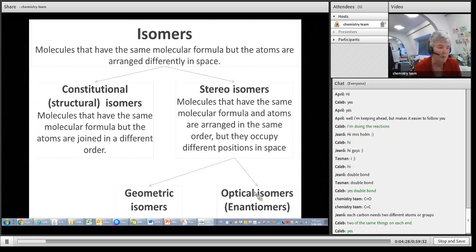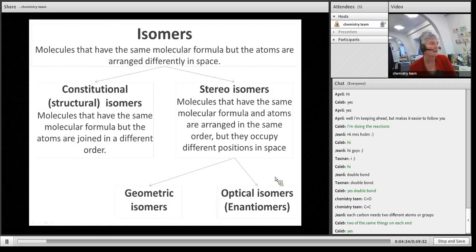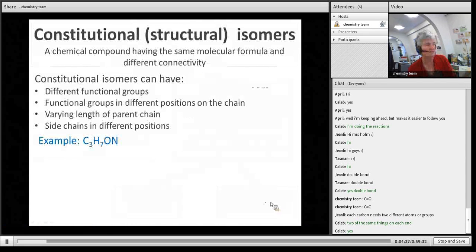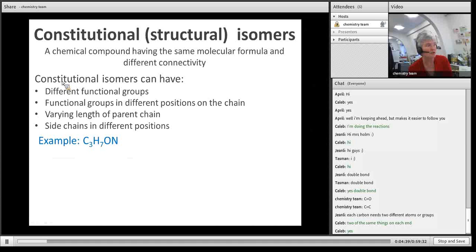So optical isomers, also known as enantiomers, we're going to look at now. And okay, so this was just a summary of the constitutional isomers. Remember, if you change your functional group, or the functional group varies in position, or so on, you can vary the length of the chain and add side chains, perhaps put the side chains in different positions. Those are all different ways you can make constitutional isomers. So that was just a revision.